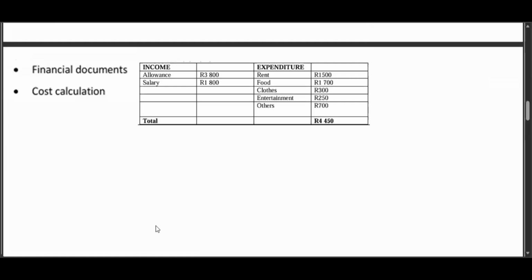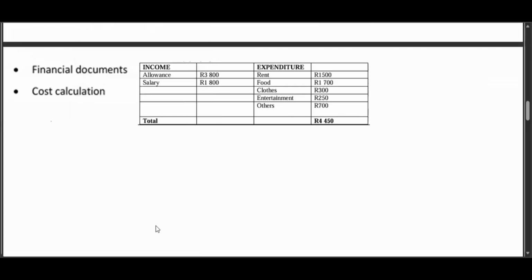Let's look at financial documents. When you look at financial documents, we shall expect to see something to do with a bank statement. If not, we have a till slip. Or we have a budget.